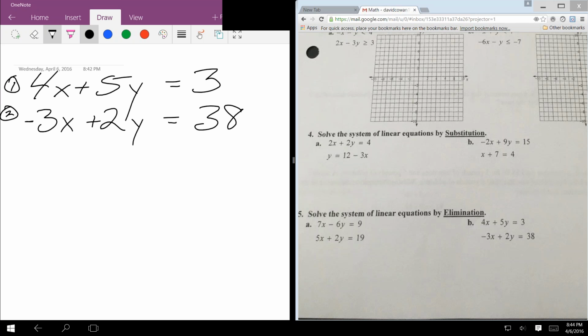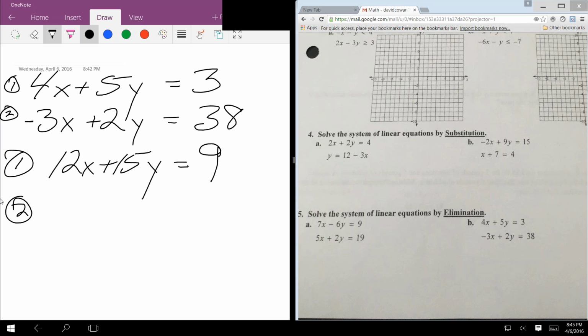What if I multiply the top by 3 and the bottom by 4? Oh, okay. Yeah, that works. Multiply the top by 3. What do you get? So you get 12x plus 15y is equal to 3. Not 3. Got to multiply both sides. 9. In other words, I can't fool with just the left side. I'm changing that equation if I do that. But if I multiply both sides by 3, then this equation 1 is the same as that equation 1. And what do I want to multiply equation 2 by?